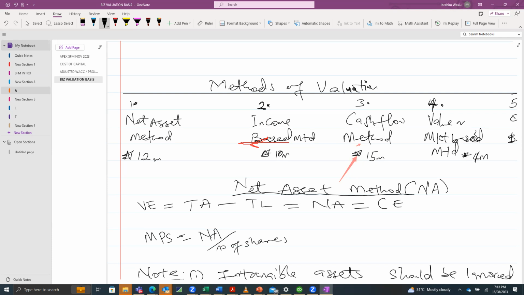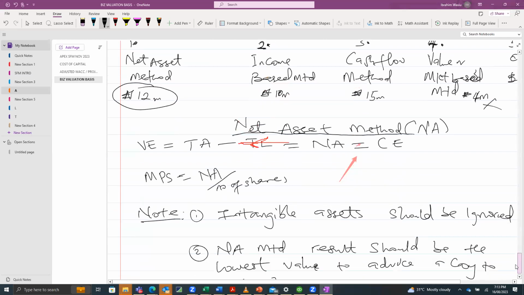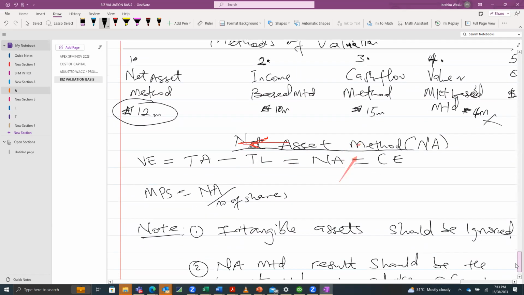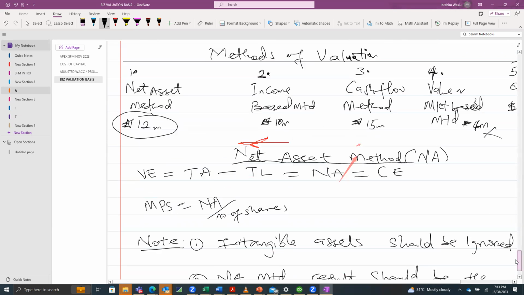But I'm telling you now that this is one of the notes you have to understand and remember in business valuation. It is not 4 million, but it is your result of net assets method, 12 million. Are we on the same page? Yes, sir. Any question? No, sir. I don't understand. Look at note B. Net asset method result should be the lowest value to advise a company to accept.